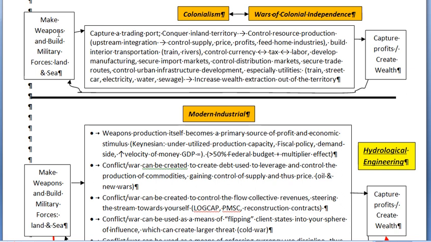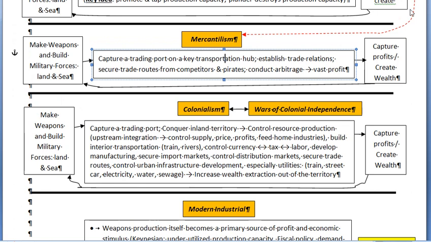Right, so again, you make your weapons, build your military forces, both land and sea. Use it to capture trading ports, but you don't limit yourself to a seaborne trading port, right? You go inland, you conquer inland territory, and then you control resource production within the country. Instead of having to rely, like in mercantilism, upon some other producer and some other transporter of goods, and then umpteen different middlemen, each taking a cut of the profits along the way, right? So your share is cut.